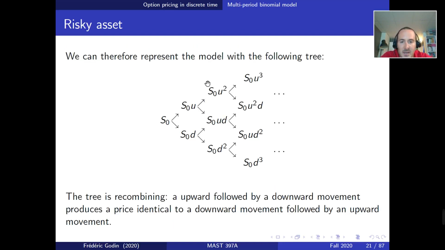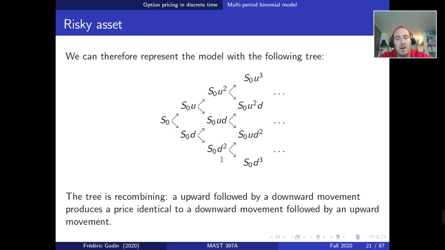Okay, so we can represent the dynamics of the risky asset through the following multi-period tree. The initial value of the risky asset is S_0, and then at time 1, either it goes up with probability p or it goes down with probability 1 minus p. Then at the next step, at time 2, you can take the time 1 value: either it goes up from S_0 u to S_0 u squared, or it goes down to S_0 ud. Conversely, if it had a downward movement in the first period, it can go either up to S_0 ud or down to S_0 d squared.